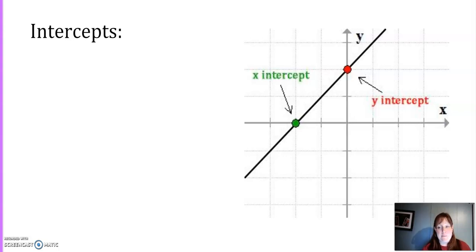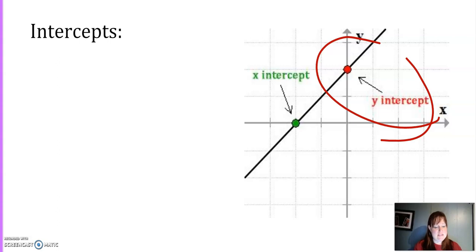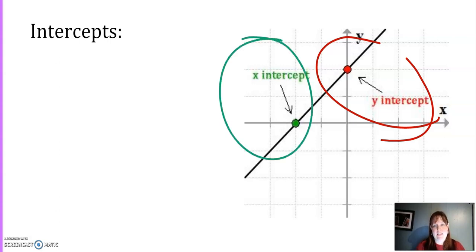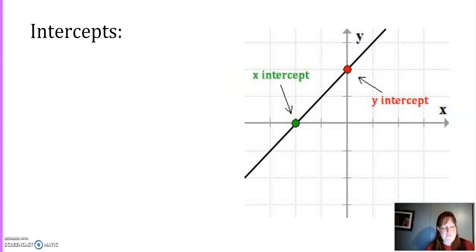We're looking at intercepts of rational functions today. And remember, an intercept is just where it crosses an axis. So our y-intercept is where it crosses the y-axis, and our x-intercept is where it crosses the x-axis. And they're actually really not that intimidating once you get the hang of them.